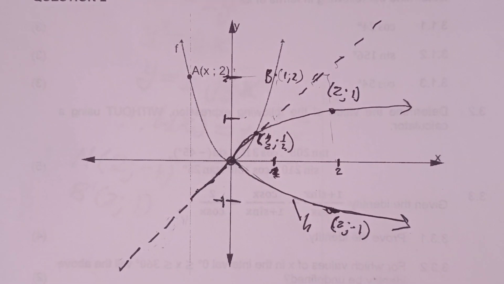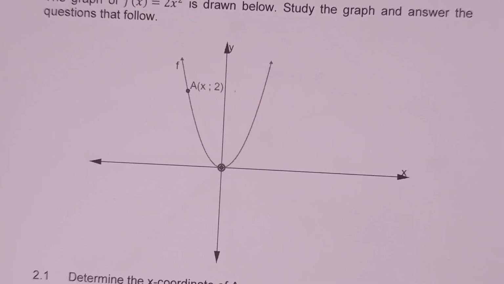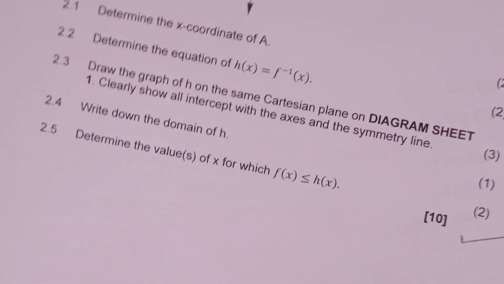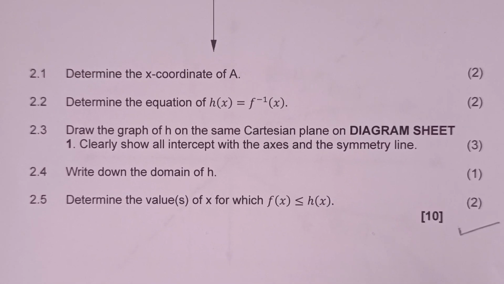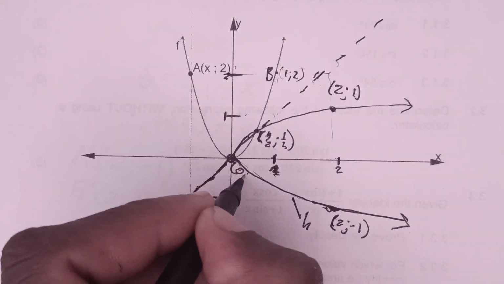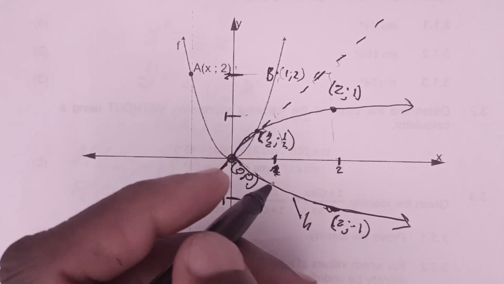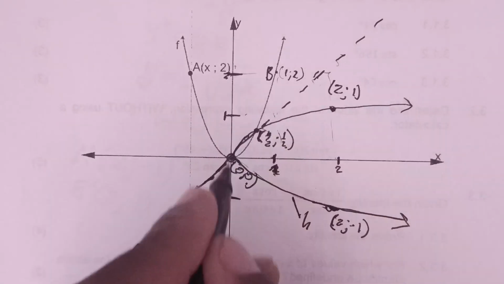And you are sorted. You will get your 3 marks based on finding the origin, which is 0 map 0, that the graph starts there, and the intersection point, of course, and the shape of this graph.